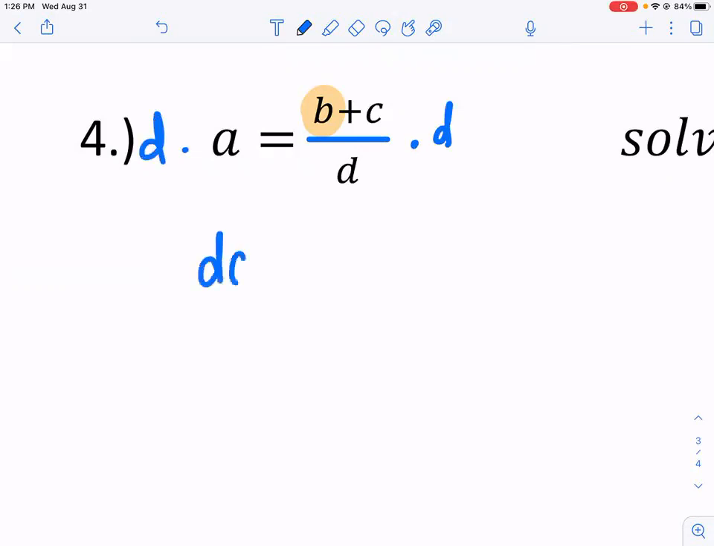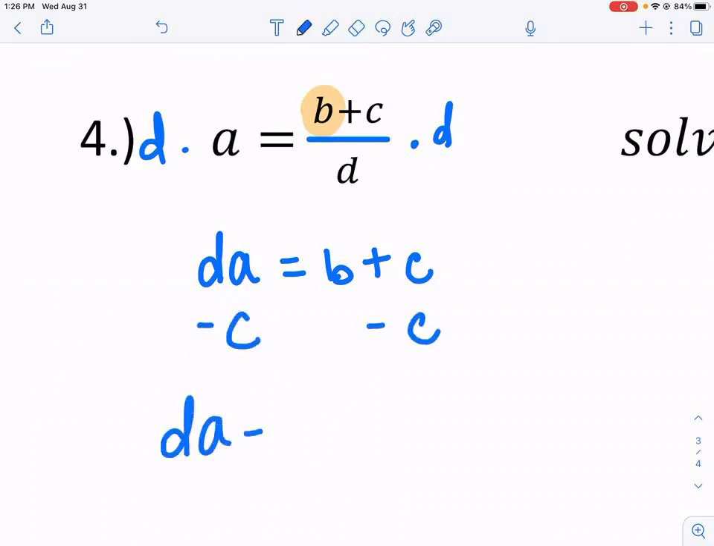So DA equals B plus C. Oh, here's a lovely thing about multiplication. It is commutative. So if you write DA or AD, they mean the same thing. DA is the same thing as AD. Okay, either one's fine. Now to get B by itself, we're going to need to subtract C over to the other side.